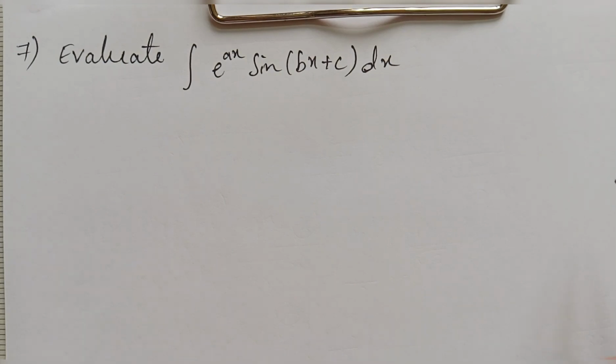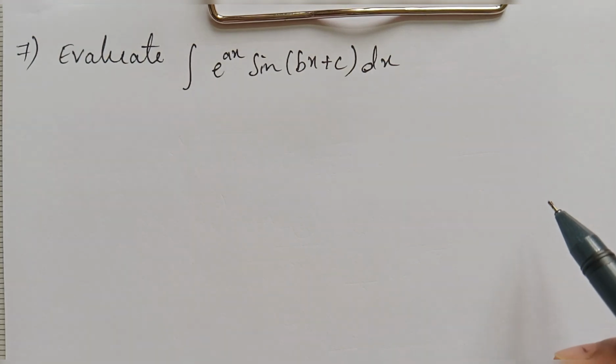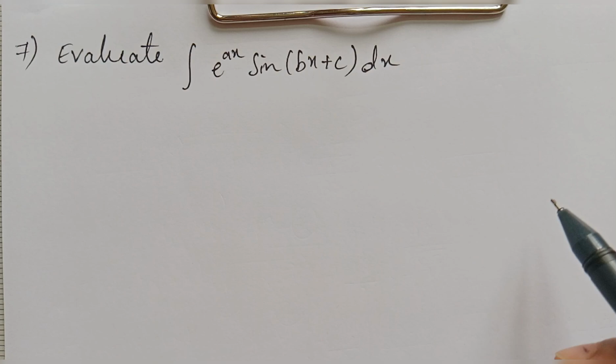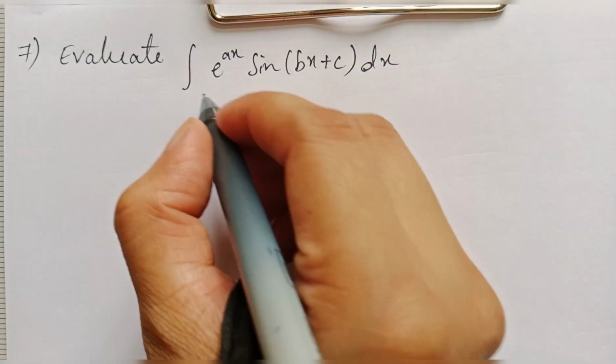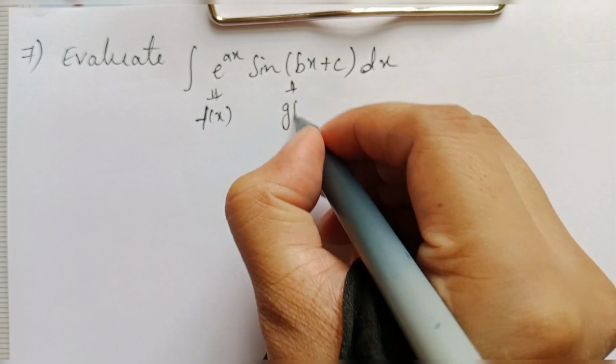Evaluate the integral of e^(ax) sin(bx + c) dx. So this question is in the form of f(x) and g(x) functions, so we shall use the integration by parts method. We'll take this function as f(x) and this function as g(x).